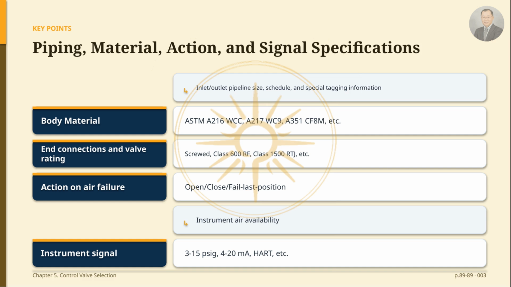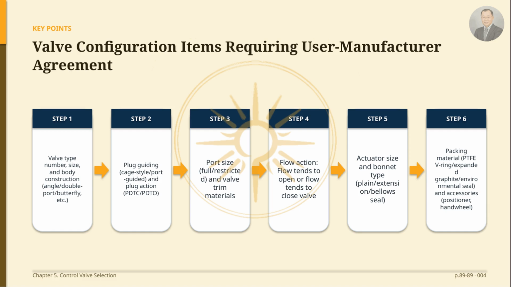You must determine the desired action on air failure, whether the valve should open, close, or retain the last controlled position, and verify if instrument air supply is available. Finally, the instrument signal is specified as 3 to 15 psig, 4 to 20 milliamperes, HART, etc. In addition, there are further items that require agreement between the user and the manufacturer depending on purchasing and engineering practices.